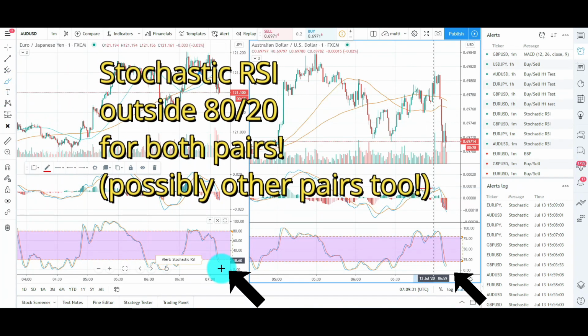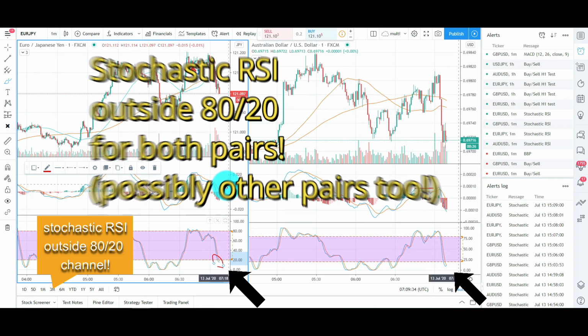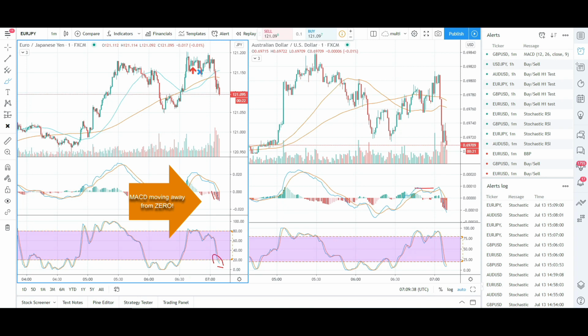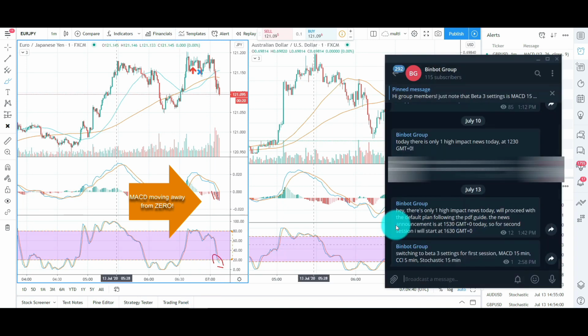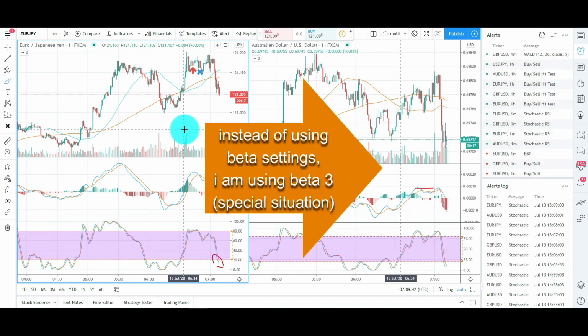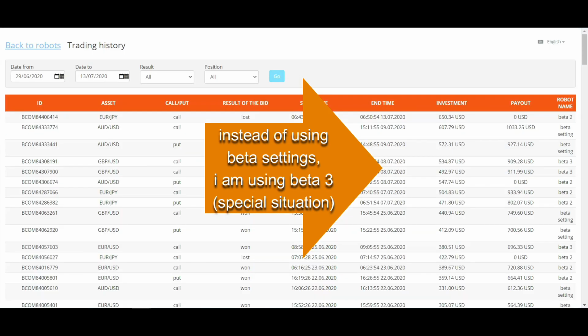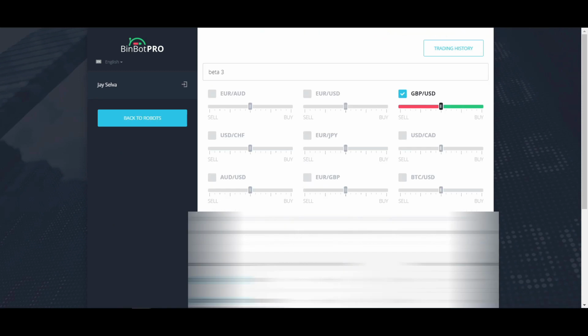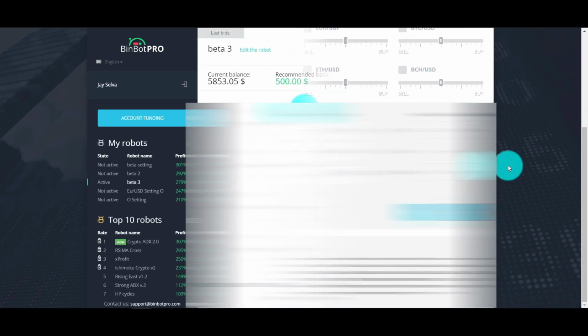Both Euro JPY and AUD USD have gone outside the channel. I'm going to choose Euro JPY. You can see the MACD is also moving away from the zero line, which is the middle. Right now it's about 0700, and I'm going to use beta 3 because today the price moved quite differently than usual. So I'm going to change the beta 3 settings to Euro JPY and click save.